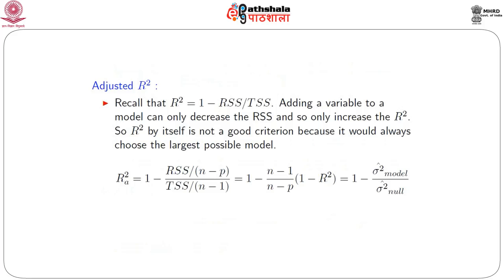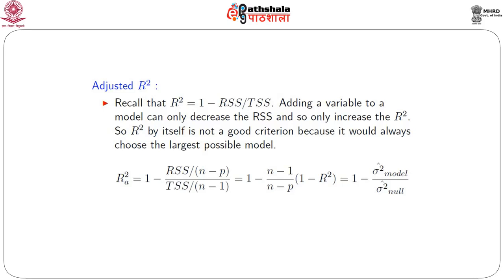Now, using adjusted R squared. Recall that R squared can actually be written as 1 minus the residual sum of squares divided by the total sum of squares. Adding a variable to the model can only decrease the residual sum of squares, so it can only increase R squared. So R squared by itself is not a good criterion because it would always increase with the inclusion of added predictors.